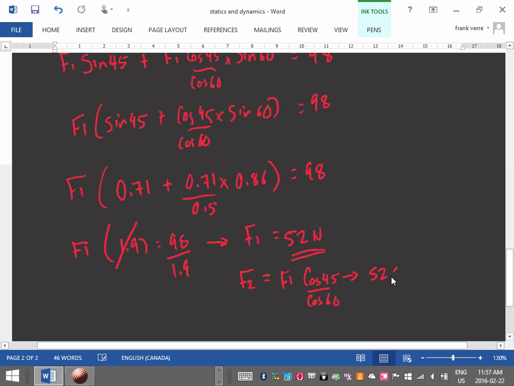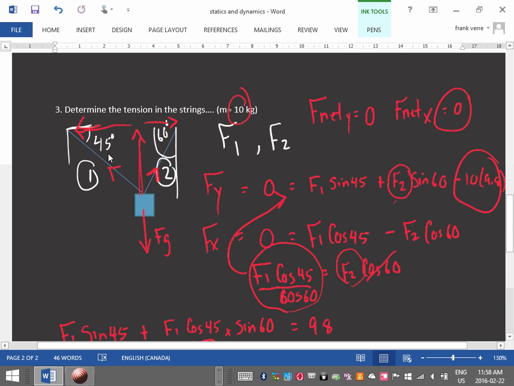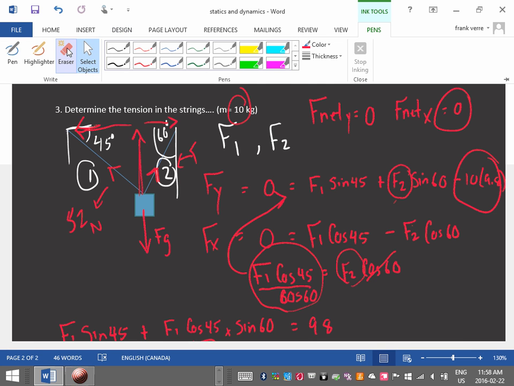So it's 52 times cosine 45, which is 0.71, over cosine 60, which is 0.5. So what do we get? Should be about 70. 74. Okay, so let's see if this makes sense. We have F1 is 52, F2 is 74.